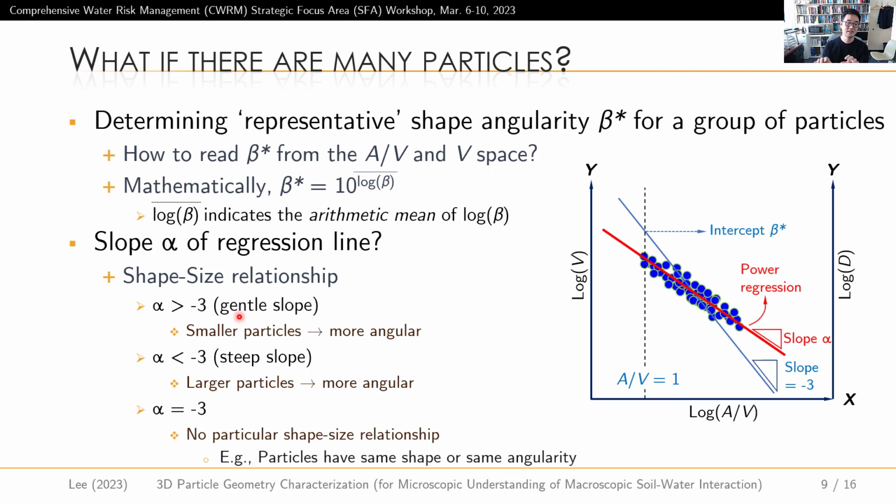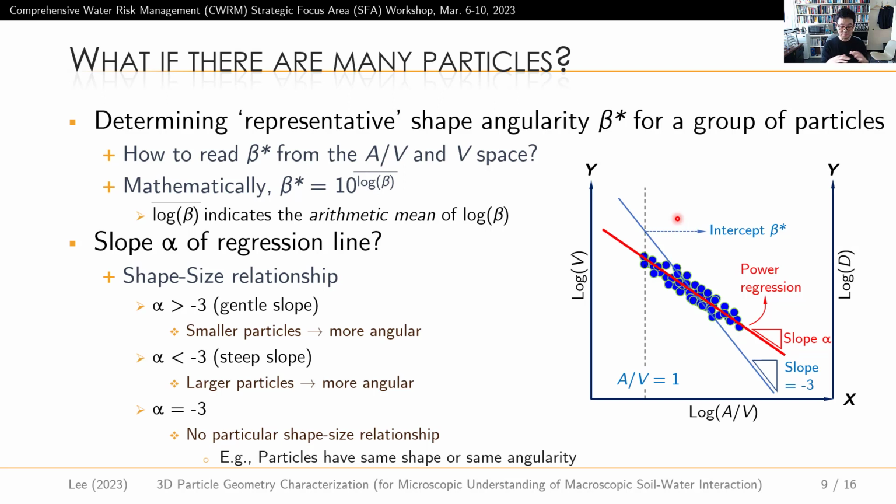In this case, this alpha indicates the smaller particles are more angular. And to the opposite, I didn't present it here, but it's something like this. It's steeper than -3, and that indicates the larger particles are more angular than smaller particles. And if the slope of the power regression line is -3, it says there is no particular shape-size relationship.